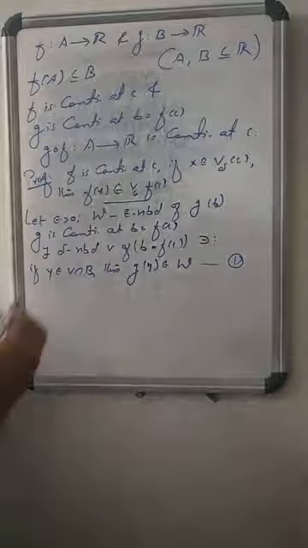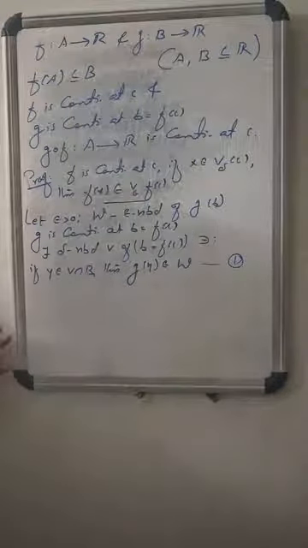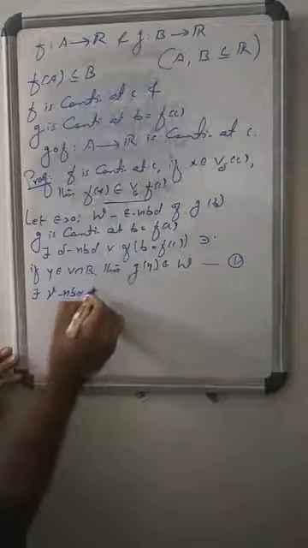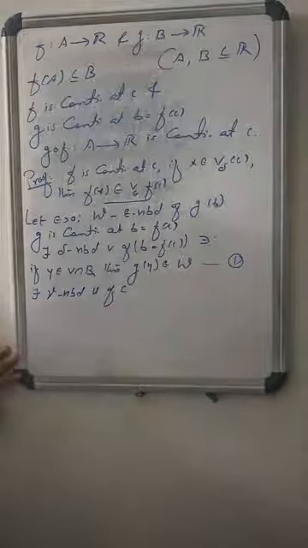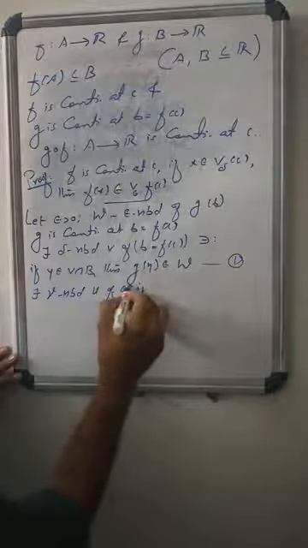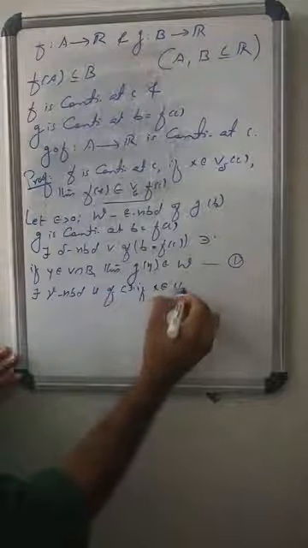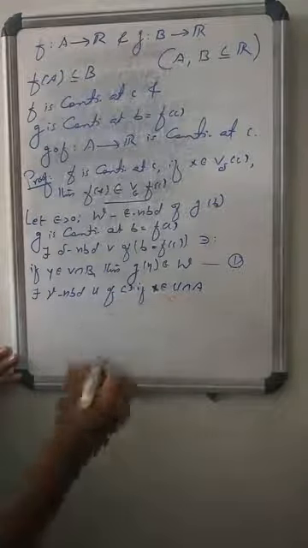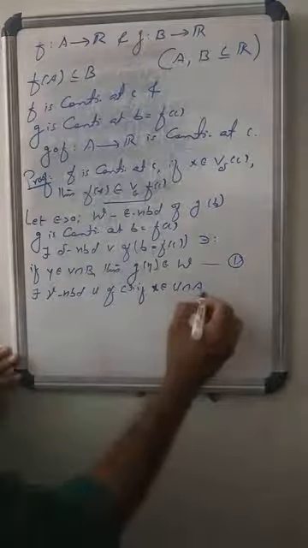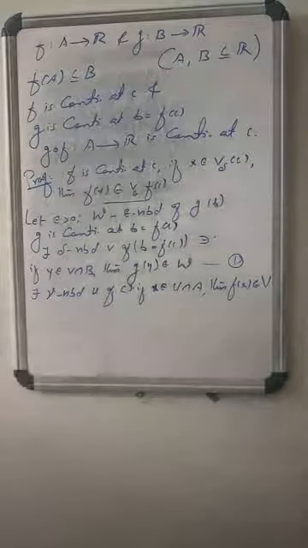Again, what is f? f is continuous at c. That's also given. Then there exists a gamma neighborhood U of c such that if x falls in A, and x also falls in U, meaning x falls in U intersection A, then f of x falls in where? Then f of x falls in V.